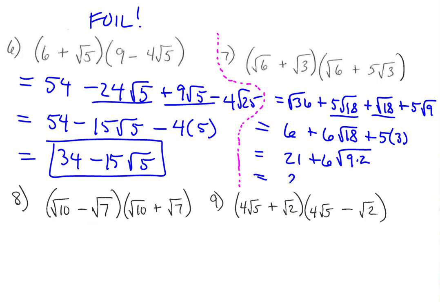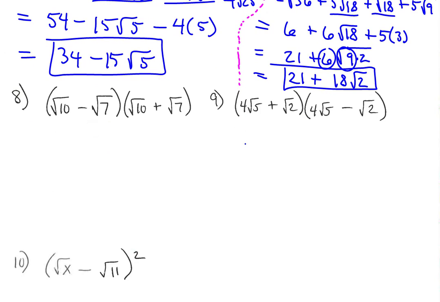So let's go ahead and finish this off as 21 plus, now the square root of 9 turns into 3, which would be multiplied with the 6 to give us 18, and then we keep the square root of 2 that we have at the end there unreduced. So 21 plus 18 square root of 2 would be our final result.